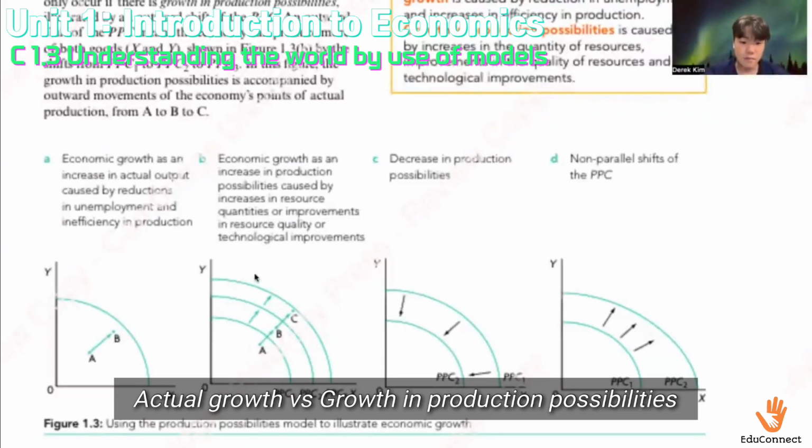Now, take a look at graph B. In graph B, we see increases of the production possibilities. This is economic growth as an increase in production possibilities caused by increases in resource quantities, improvements in resource quality, or technological improvements. This means that the possible points of production have increased. It's gone from PPC1 to PPC2 to PPC3.